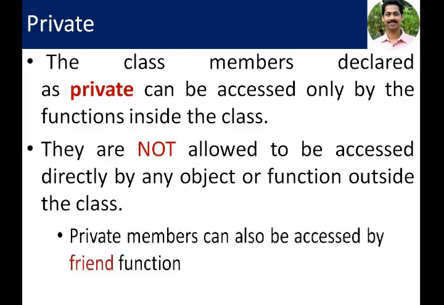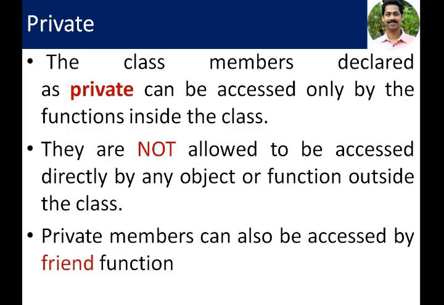Private members can also be accessed by friend functions. We will discuss the friend function later. Using a friend function, we can access the private members of a class. So, private members are local to that class. A private member variable or member function can be accessed only inside the class. We cannot directly access these outside the class or in the main program.